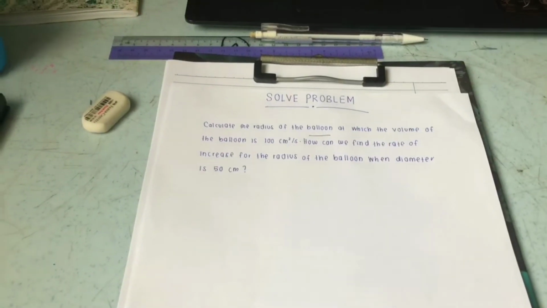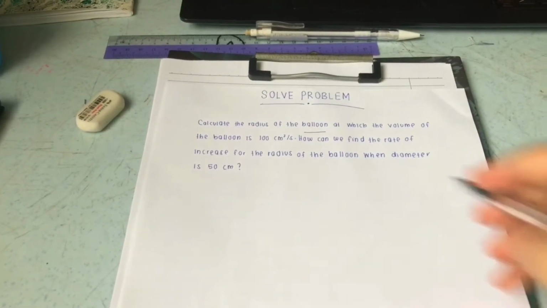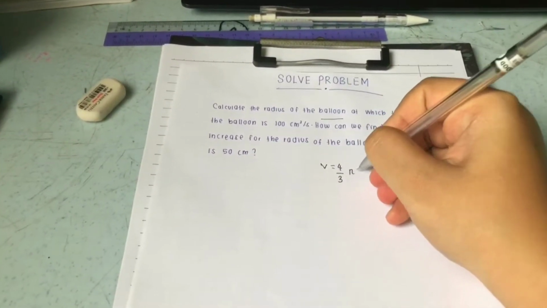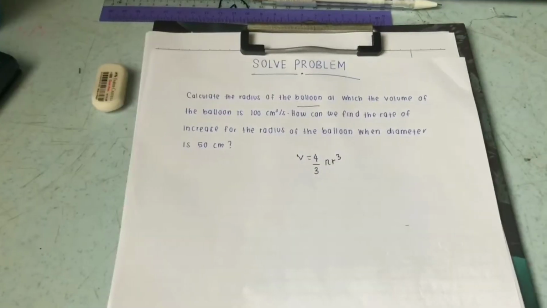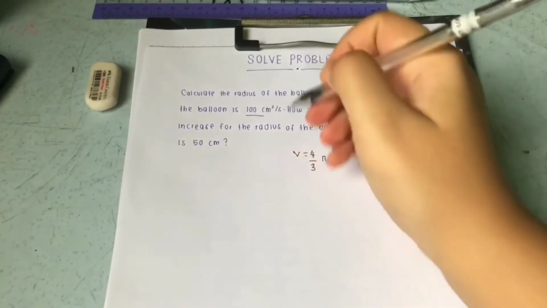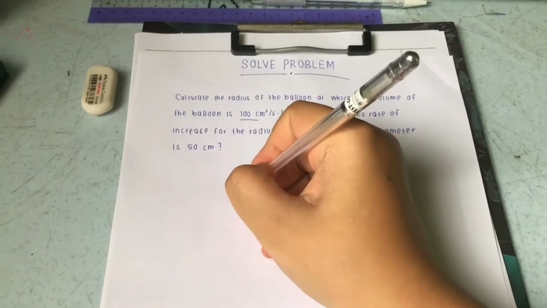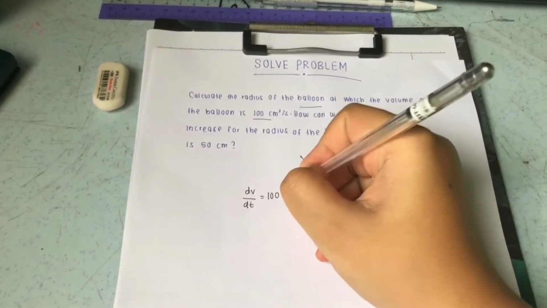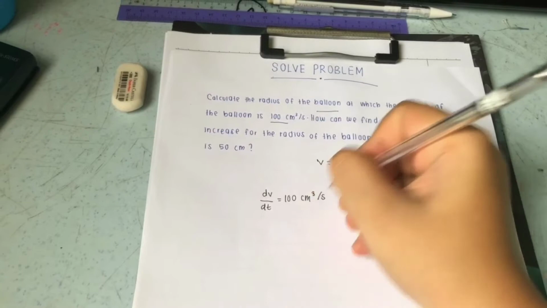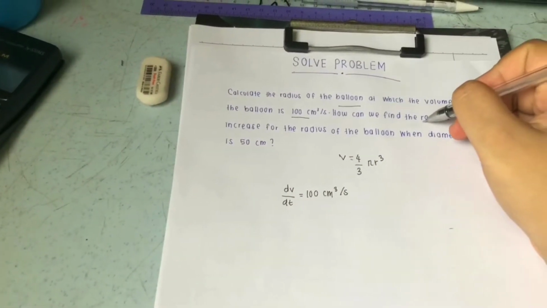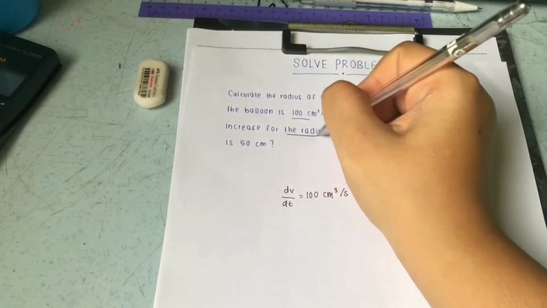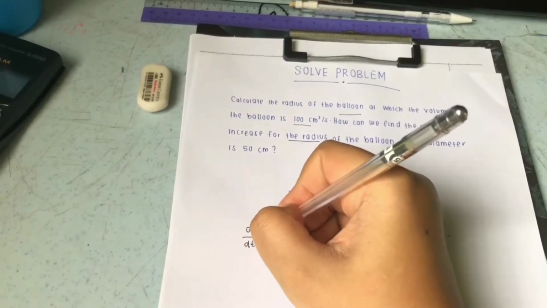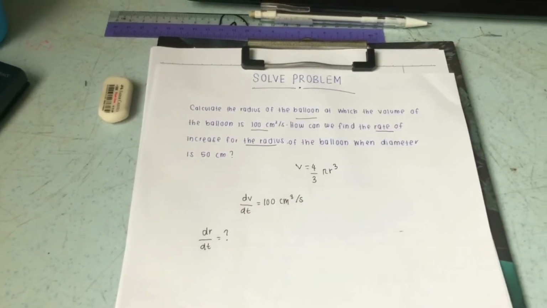So first we have to remember that the balloon has a spherical shape, so the formula to calculate the volume is 4/3 pi r³. Now from here I can write dV over dt equals 100 cm³ per second. Now the question is to find the rate of increase for the radius, meaning dr over dt, when the radius is 25 cm, which we get from the diameter.